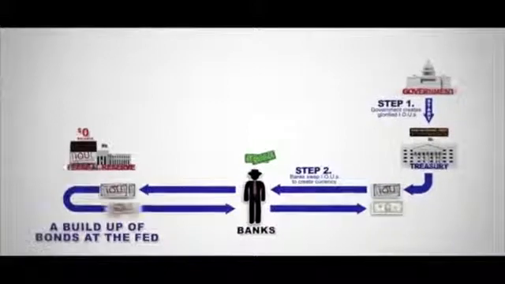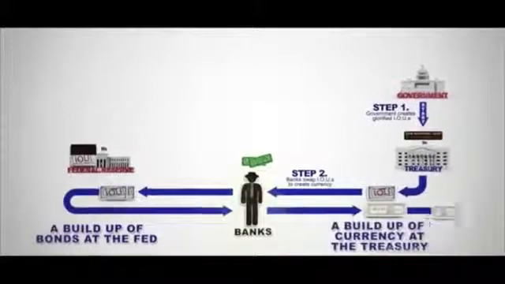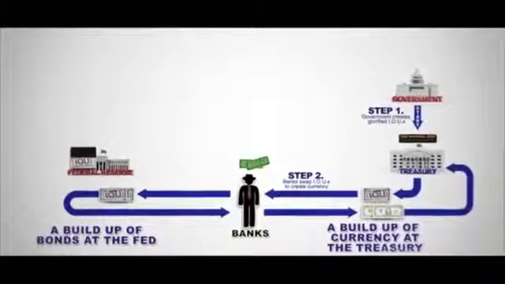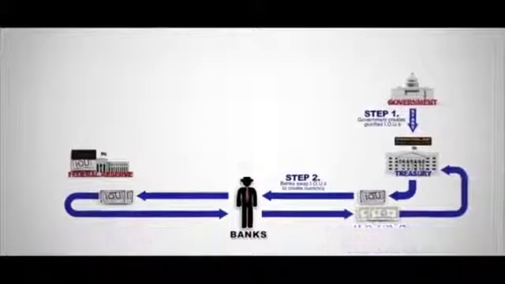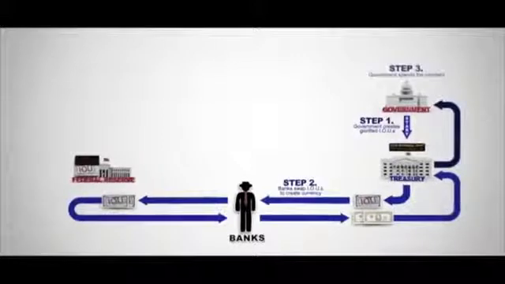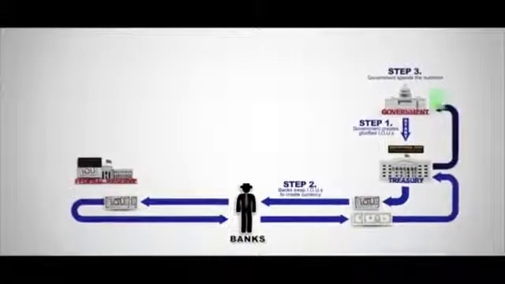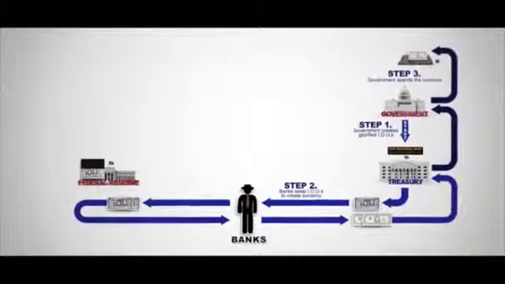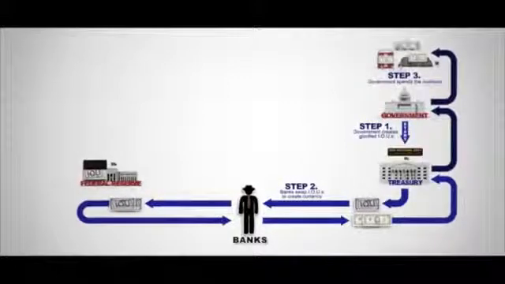This results in a buildup of bonds at the Federal Reserve and currency at the Treasury, which is really just a supply of numbers. The Treasury then deposits the numbers in the various branches of the government, and we get to step 3. The government spends the numbers on promises, public works, social programs, and war.